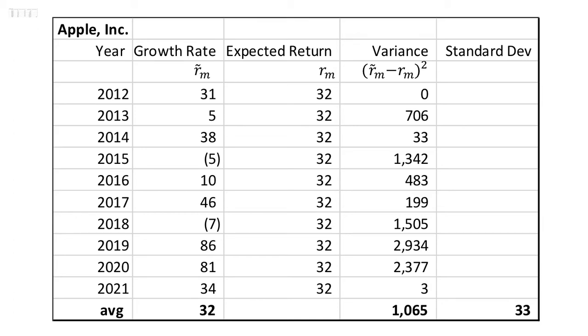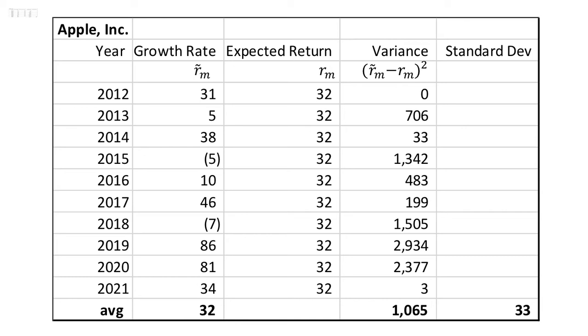So in the year 2012, I take 32 minus 31 and I get 1. 1 squared is 1. Because of the rounding error, it's actually closer to 0. In the year 2013, I take 32 minus 5, which is 27. I square it, I get 706. Again, that includes some rounding error.